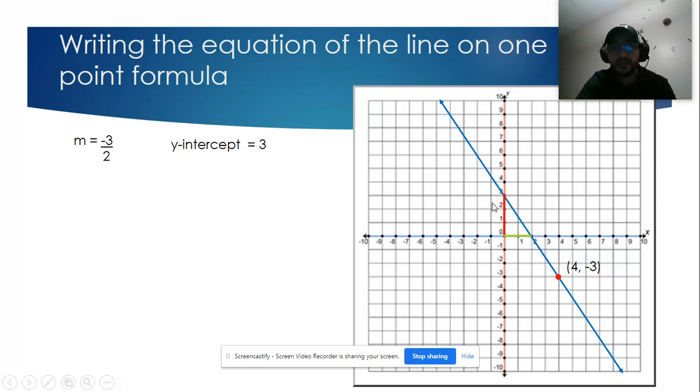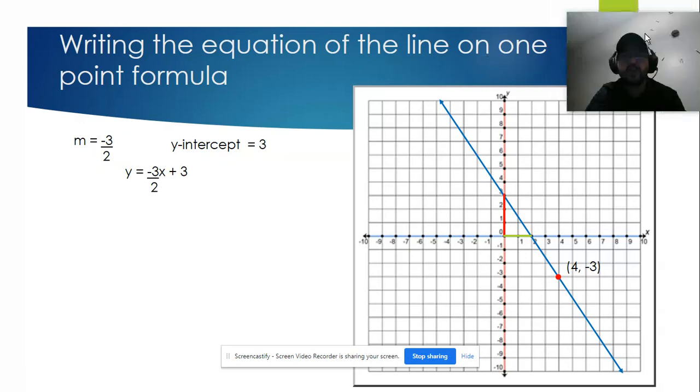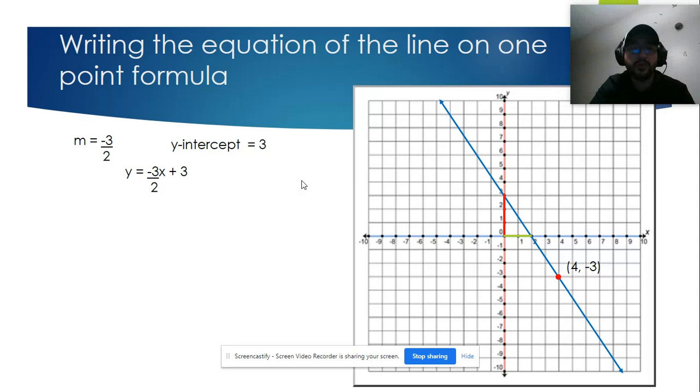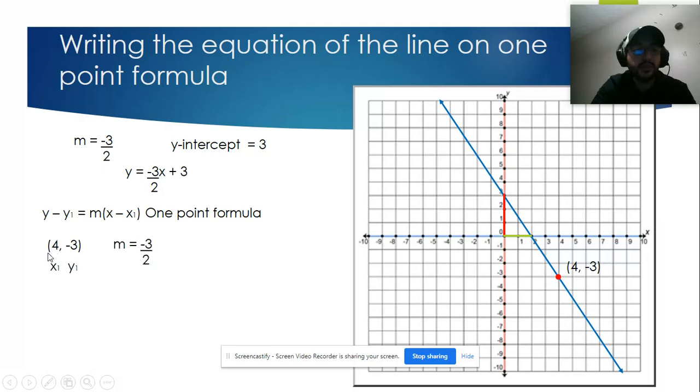The y-intercept is 3, so I could find it in y-intercept form, but I wanted the point-slope formula. So this is the point-slope formula: y minus y sub 1 equals m times x minus x sub 1. So I have the point that is given, and that's the point that I'm going to use for the point-slope formula, and I have the slope. This is going to be the x sub 1 and the y sub 1. Then just plug it into the formula.